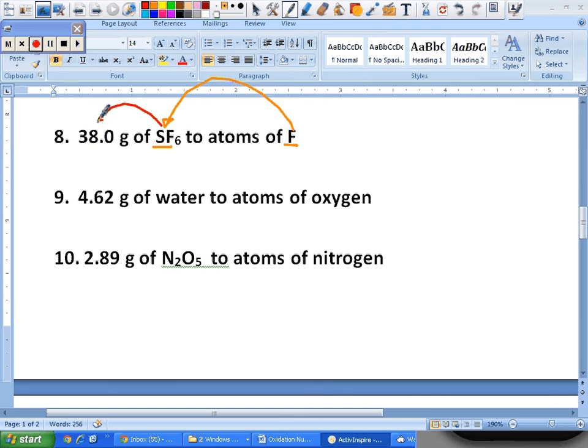So 38.0 grams of SF6. Now, can I go grams to molecules? Have we been doing that step? Okay, so let's do that step. Somebody get me the molar mass of SF6. Now we know what goes beside molecules. What is it?